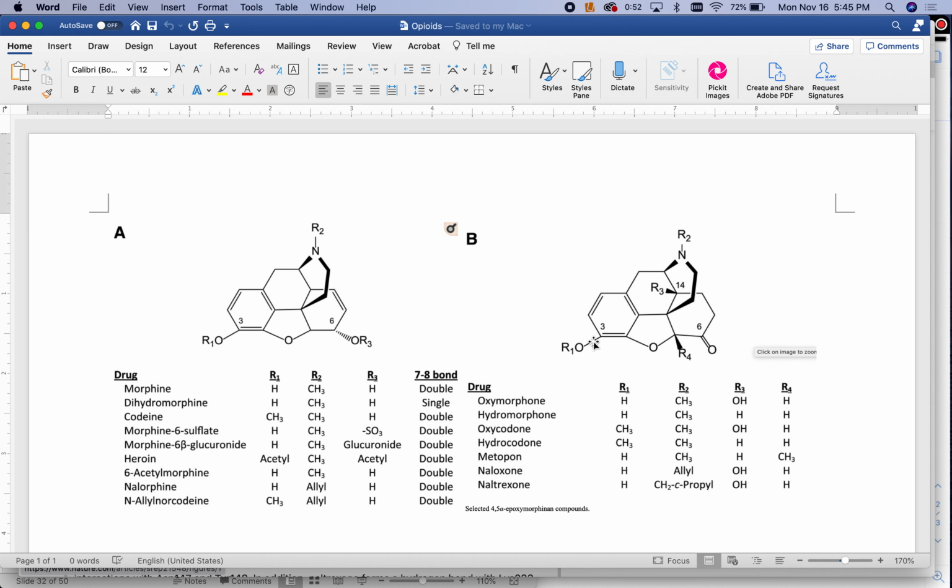And then some of these have a little different structure, so you'll notice at the 6 position, you've got an O with a different group here. You've got a double bond with O, and then a different substituent here. So it's very similar, but again, just a couple groups are different. And so hydrocodone, oxycodone, all those differences are just different functional groups on those sites.